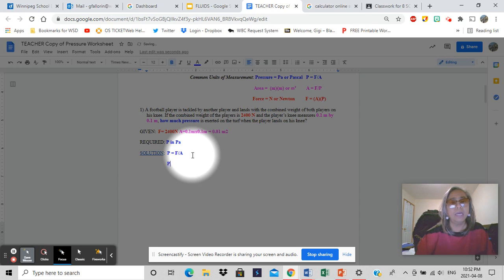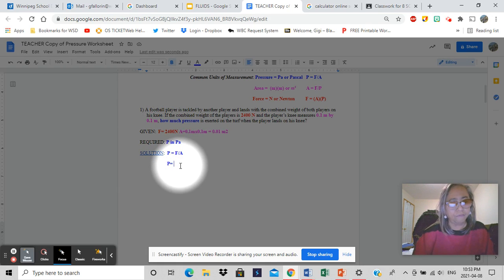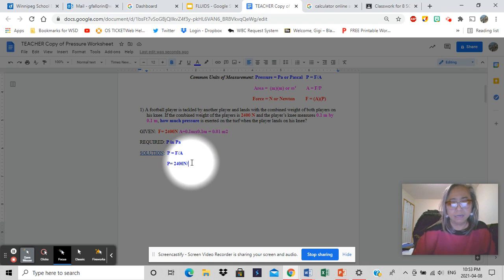So you can have P equals, then it's time now to substitute the values that you have. You go back to the given. F, do I have F? Yes, it's 2400 N. So copy that down. 2400 N divided by what? A. What is A? 0.01 meter squared. Okay?